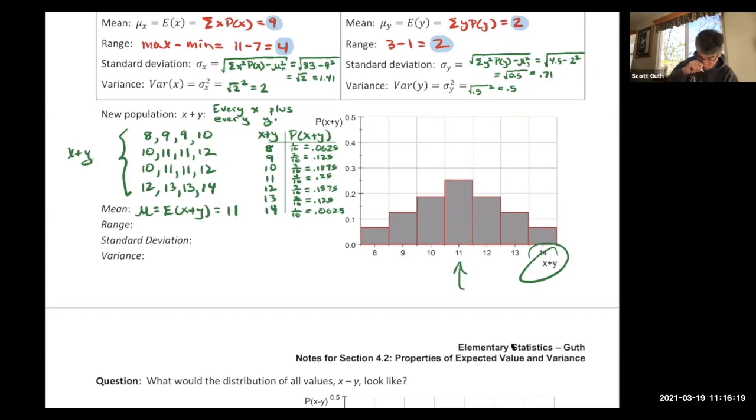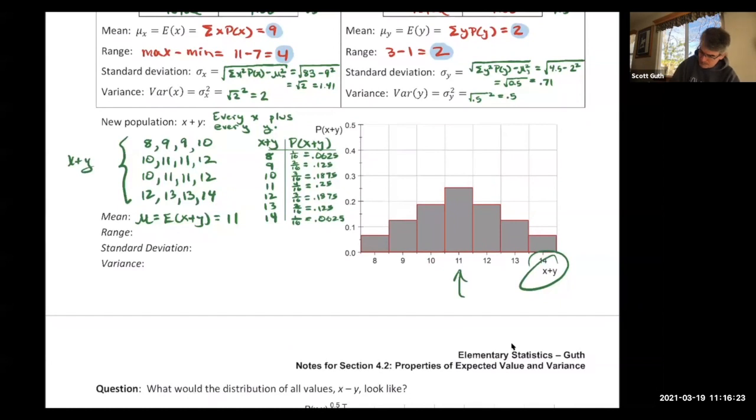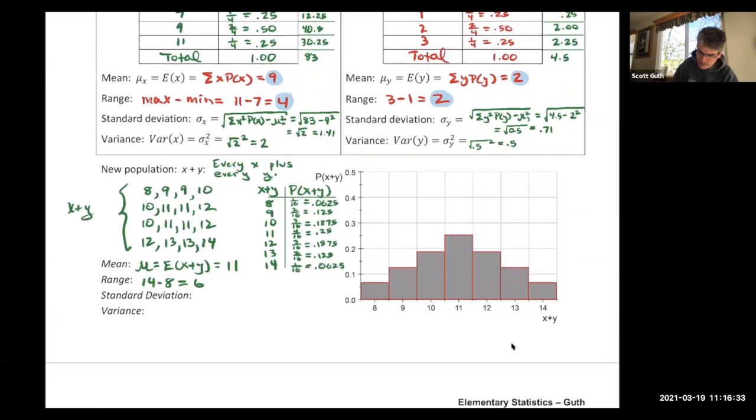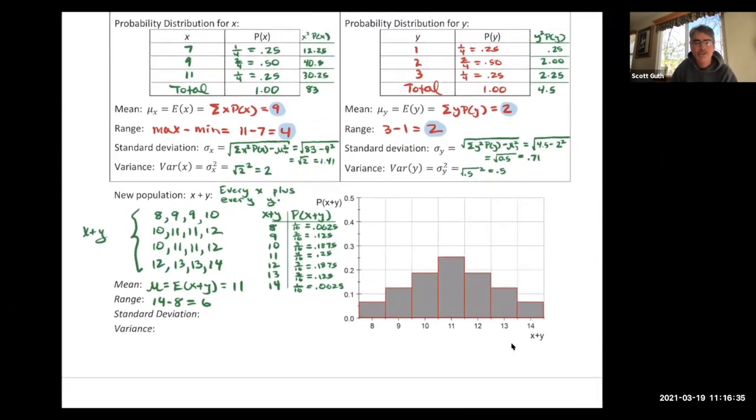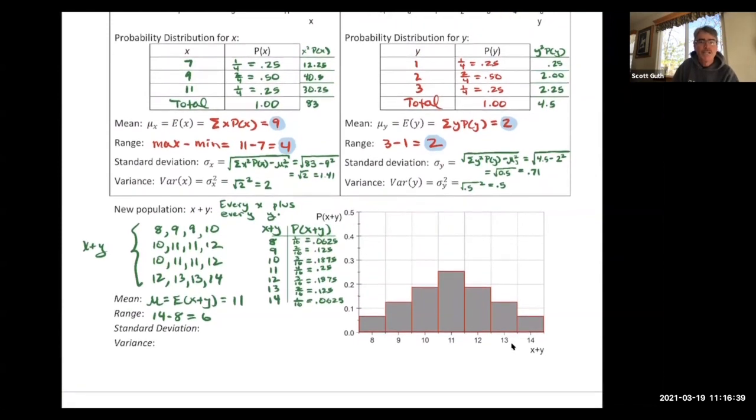Okay. Now the range goes from 8 to 14. So for the range, we just do 14 minus 8, which is 6. And I want you to notice that the ranges add. So above, the ranges were 4 and 2. Now the range is 6. You got it?